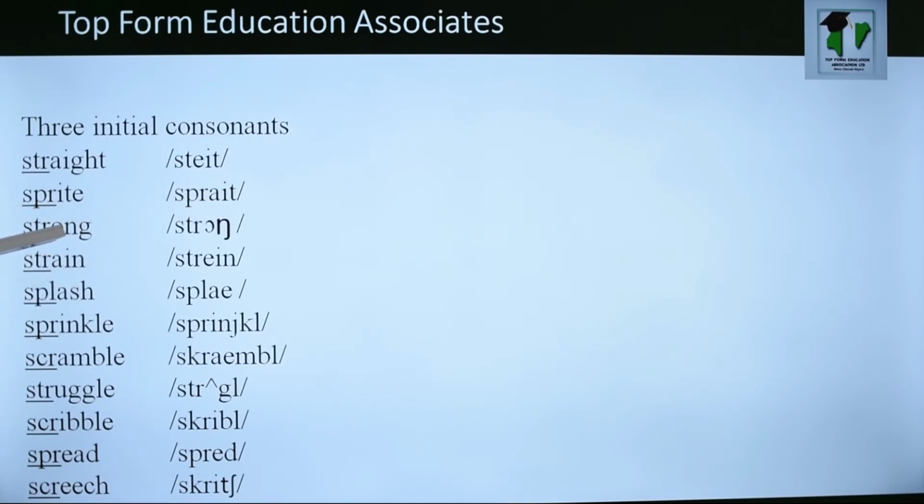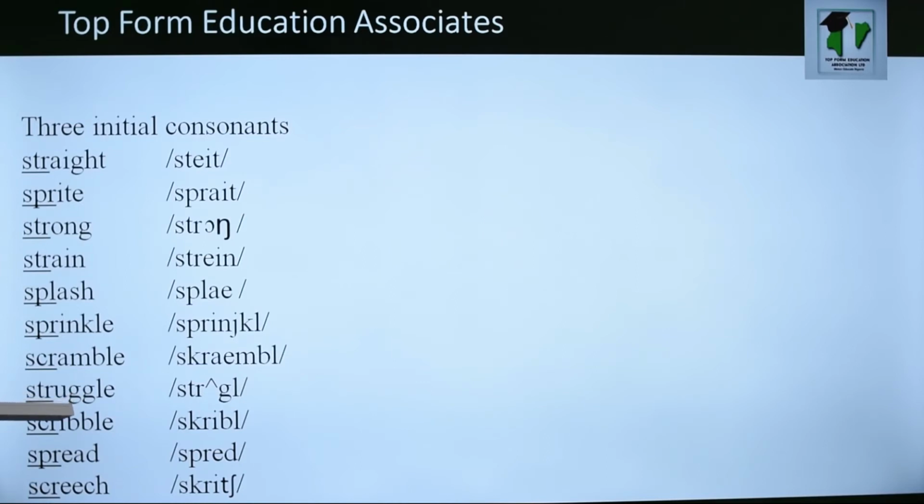We have three initial consonants as s, t, r. We have strain, same thing, s, t, r. We have splash, s, p, l. Then we have sprinkle, s, p, r. We have scramble, s, k, r. Can you see it? Then we have struggle, s, t, r.